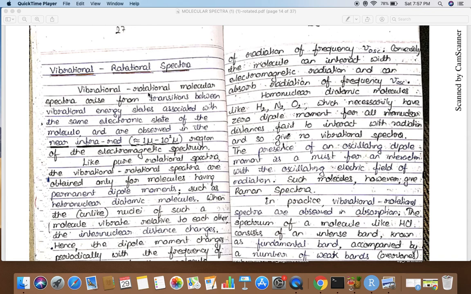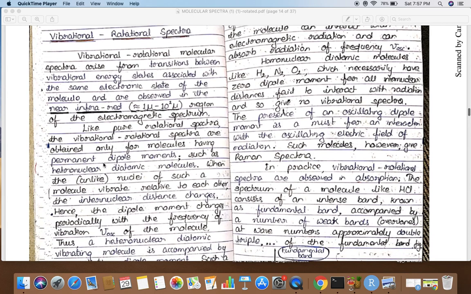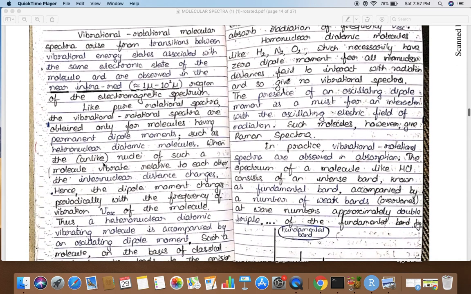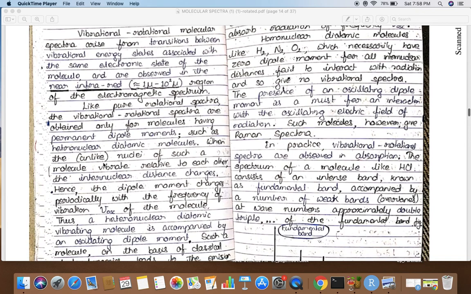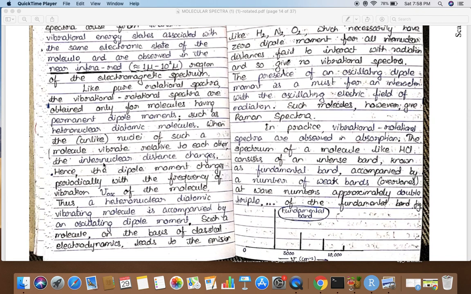Similar to the case of pure rotational spectra, the vibrational rotational spectra are obtained only for molecules having a permanent dipole moment. It means that we could only observe such vibrational rotational spectra for heteronuclear diatomic molecules.